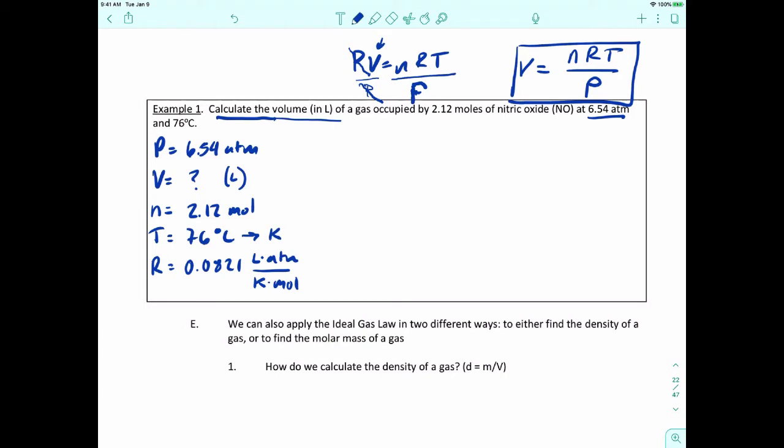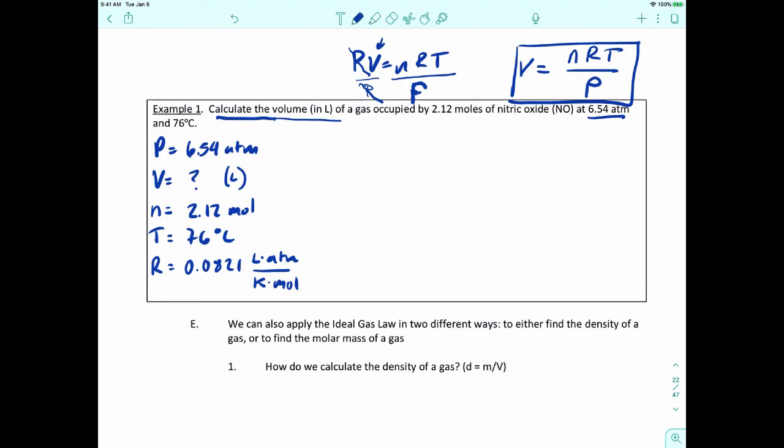Now that we've got our letters and the equation we need, the last thing we have to do before we start plugging in our numbers is figure out this temperature. In order to convert the temperature from Celsius to Kelvin, we have to add 273 K. So let's do that.